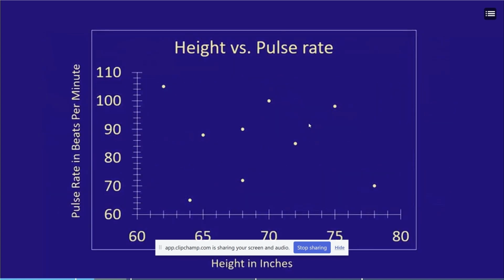Plotting the XY axis gives us values of height in inches on the X-axis and the pulse rates in beats per minute on the Y-axis. Moving from left to right, there is no discernible pattern. The value of Y doesn't tend to increase with X, nor does it tend to decrease with X. This is a situation where we do not see a whole lot of correlation, not a strong linear relationship between height and pulse rate.